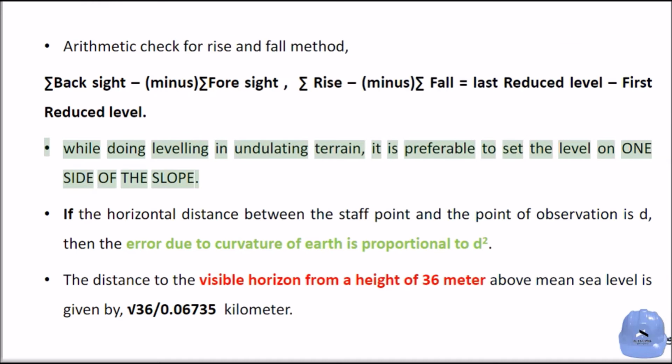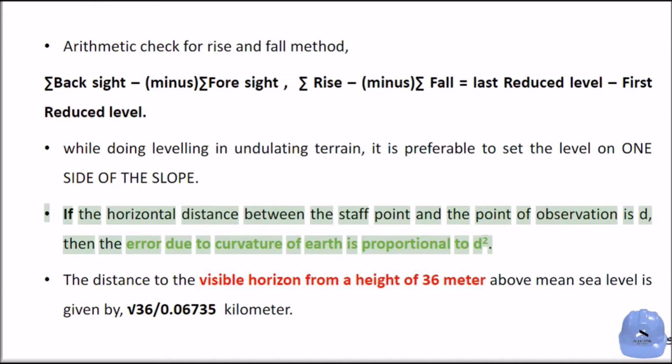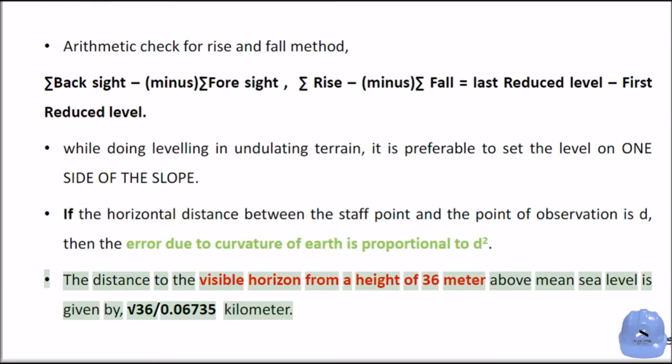While doing leveling in undulating terrain, it is preferable to set the level on one side of the slope. If the horizontal distance between the staff point and the point of observation is d, then the error due to curvature of the Earth is proportional to d². The distance to the visible horizon from a height of 36 meters above mean sea level is given by √36/0.06735 km.